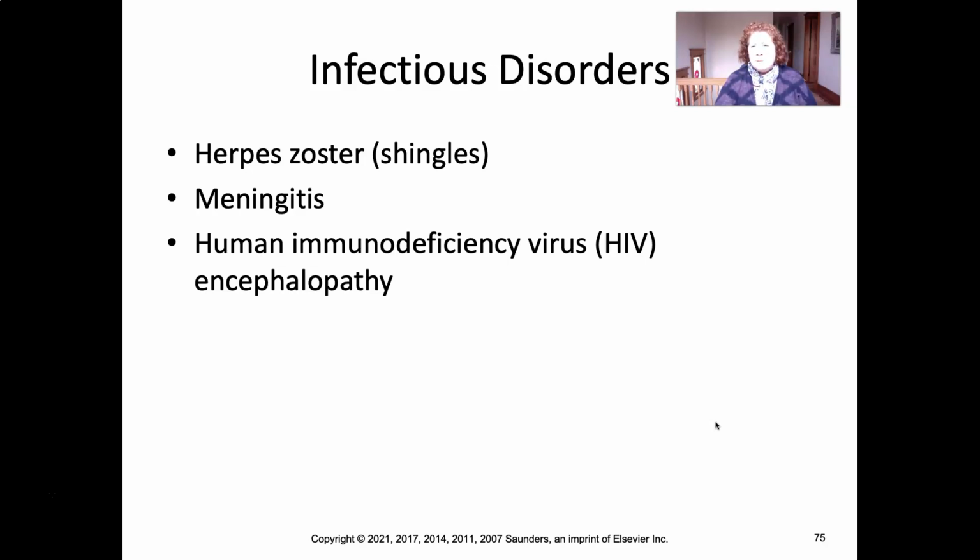We talked a little bit about meningitis, some type of an infection that's going on with the meninges. It can be bacterial or viral. HIV encephalopathy is considered a nervous system disorder. That's where the HIV virus is causing issues with the brain.